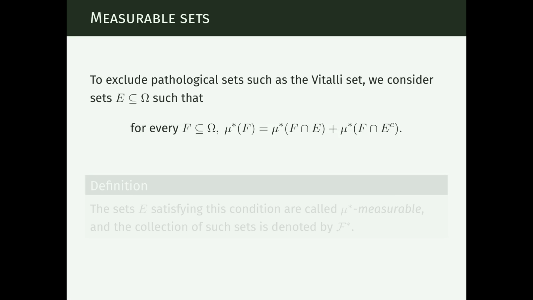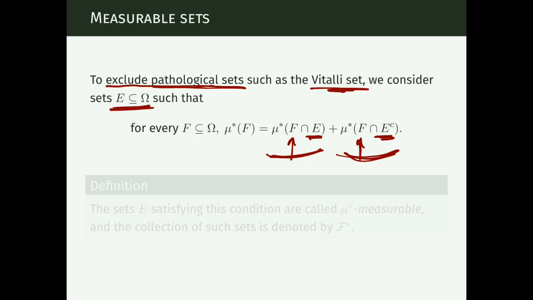And the idea behind this definition is that it is able to exclude pathological sets such as the Vitali set that we saw in the first week of this module. And to exclude pathological sets, we do the following. We consider sets E such that E and the complement of E, when they intersect any other set, their outer measures add. This would be the measure of E seen from outside, and this would be the measure of E seen from inside, if we can make sense of that.